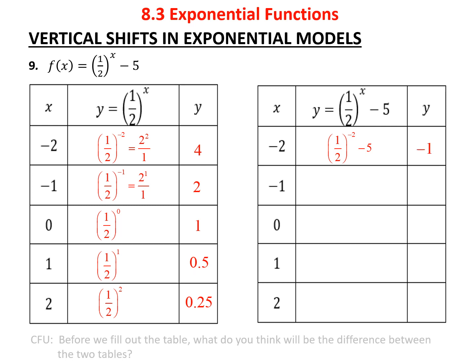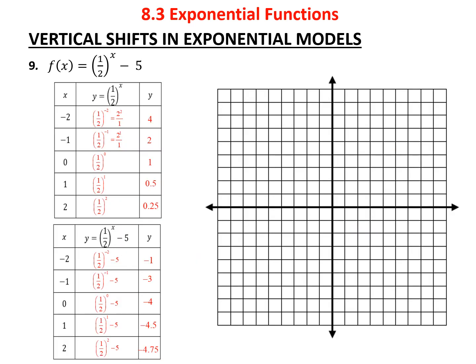So 4 minus 5 is negative 1. 2 minus 5 is minus 3. 1 minus 5 is minus 4. 1/2 minus 5 is negative 4 and 1/2, and 0.25 minus 5 is negative 4.75. So let's see how they look on the graph.